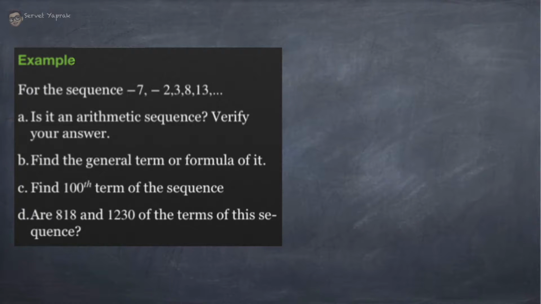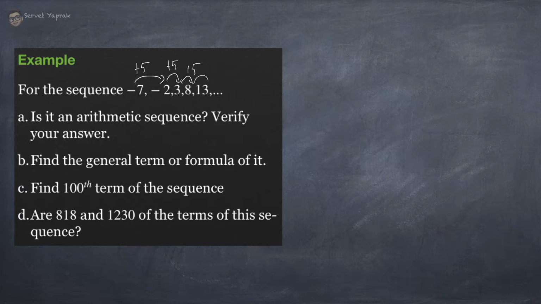Let's see the relation between the terms. Negative 7 to negative 2, the change is actually 5 units. Negative 2 to 3, again, the change is 5. 3 to 8 is 5. 8 to 13 is again 5. So we can say that yes, this is an arithmetic sequence and the common difference is 5.